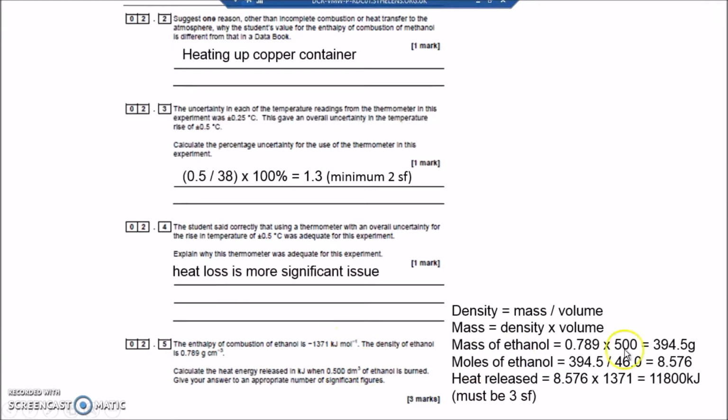Well, minus 1371 kilojoules are given out per mole when I burn 1 mole. So the question's saying how much energy would be given out if I burn 8.576 moles. So it's minus 1371 kilojoules for 1 mole multiplied by 8.576, and it comes out as 11800 kilojoules of energy released. It must be at least 3 significant figures, so I've got at least 3 significant figures here to match the 3 significant figures in my question.